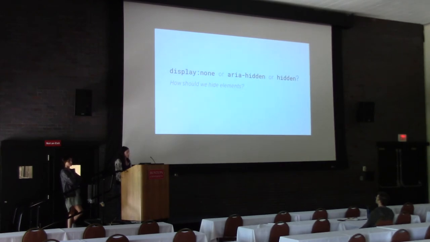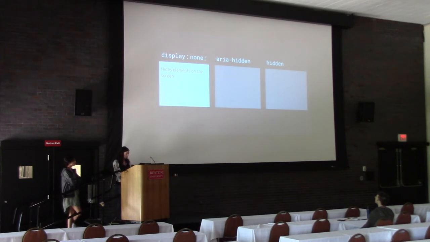Another thing we learned was how to properly hide elements. So we already know that display none will visually hide elements on a screen, but we learned that you should not rely on that to hide elements from a screen reader. We also knew that ARIA hidden would hide elements from a screen reader and does not hide elements on a screen. But we realized that hidden is the most effective way if you want to hide elements both from a screen reader and on the screen.